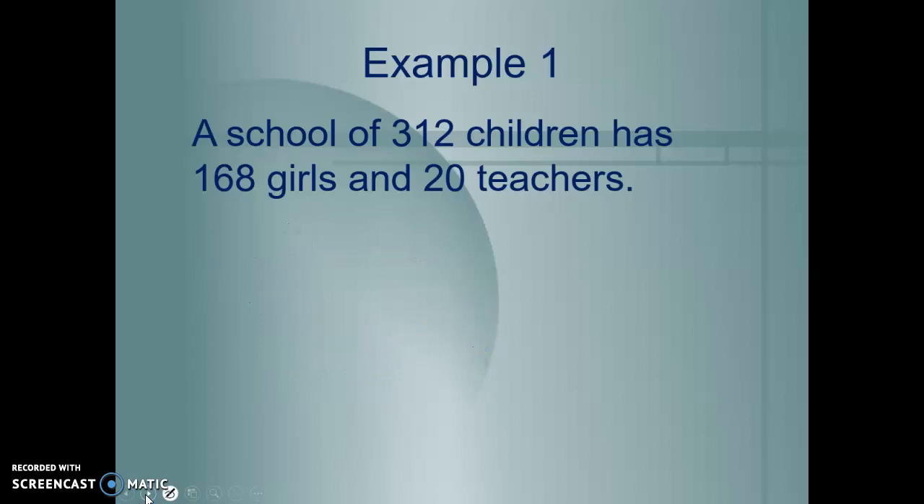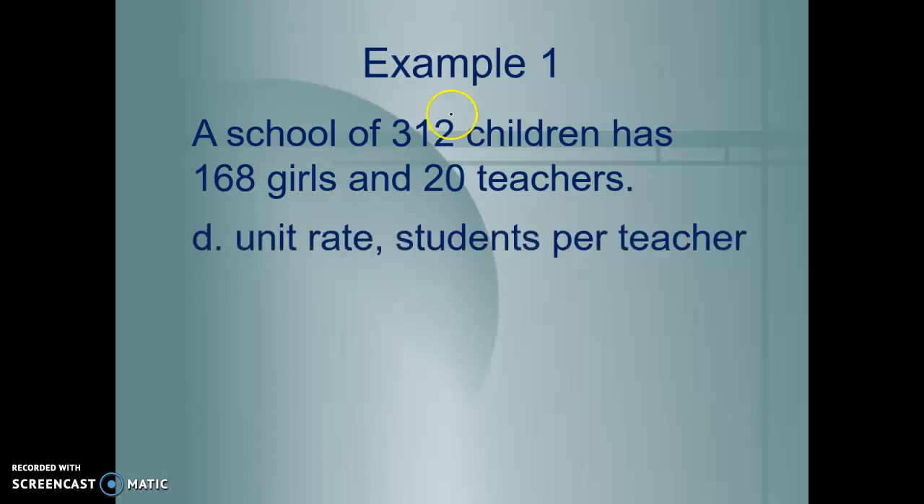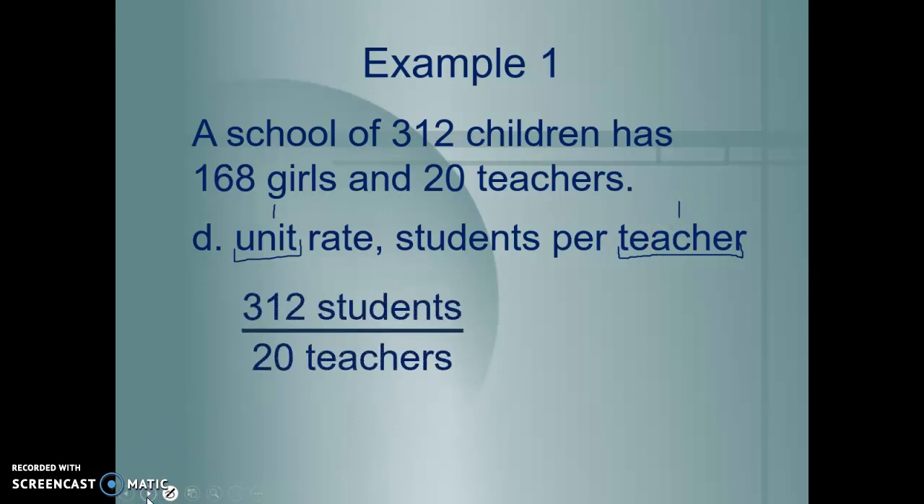How would we express this as a ratio? A school of 312 children has 168 girls and 28 teachers. What's our unit rate, students per teacher? How many students do we have for every 1 teacher? Remember, unit means 1, and we want to know what our unit rate is. We're looking at our second number here, or the denominator, when it's 1. So how many students for every 1 teacher? Well, 312 students for every 20 teachers.